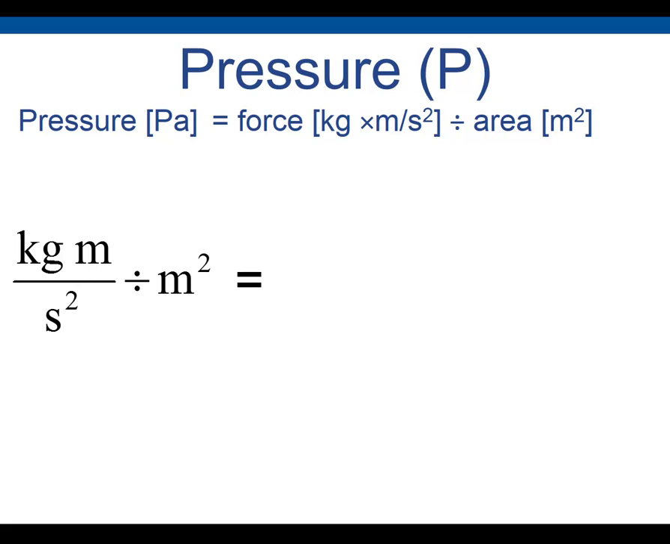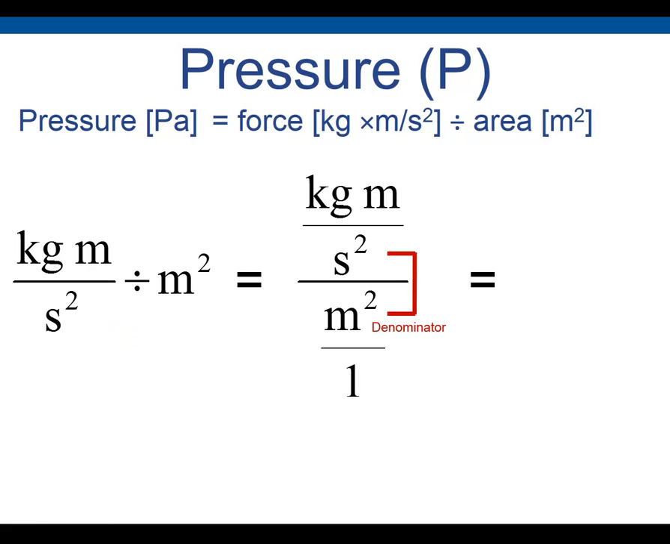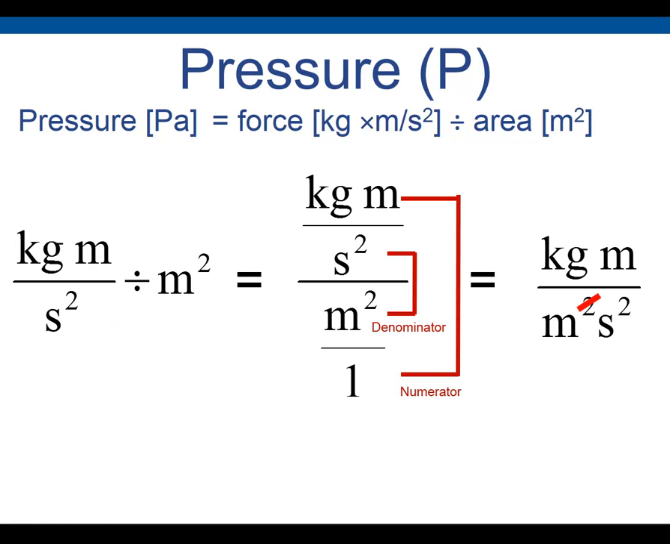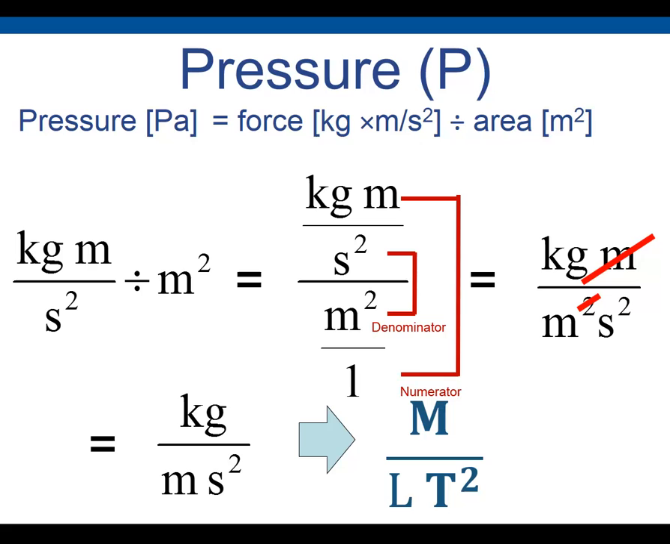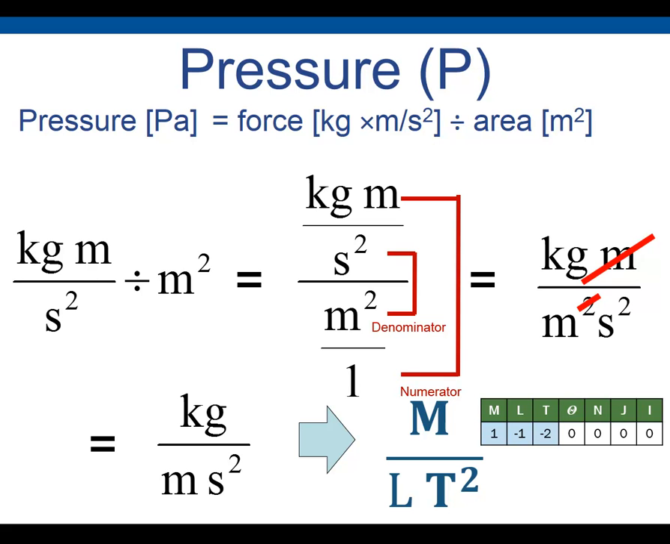How about the pressure? Pressure is force divided by area. So this is the force we just looked at. Force, M times L length divided by T square, divided by area, which is length square. So let's use kilogram, meter, second here. We can calculate the numerator and denominator, and we can cancel L. M divided by L times T square. Here we have 1 M, negative 1 L, and negative 2 T.